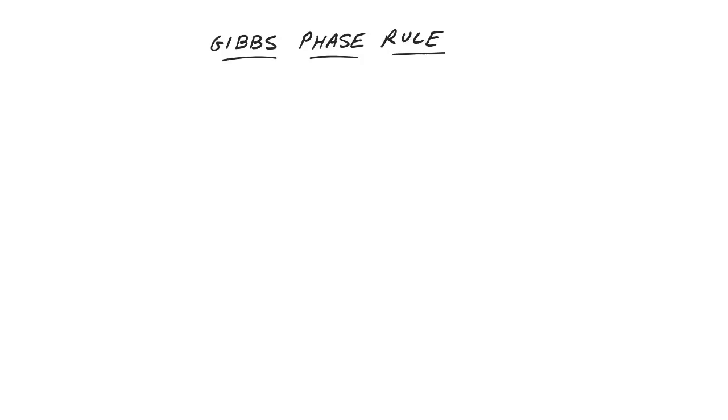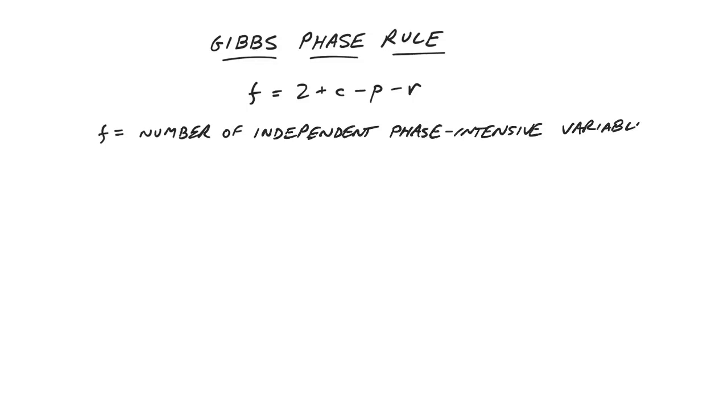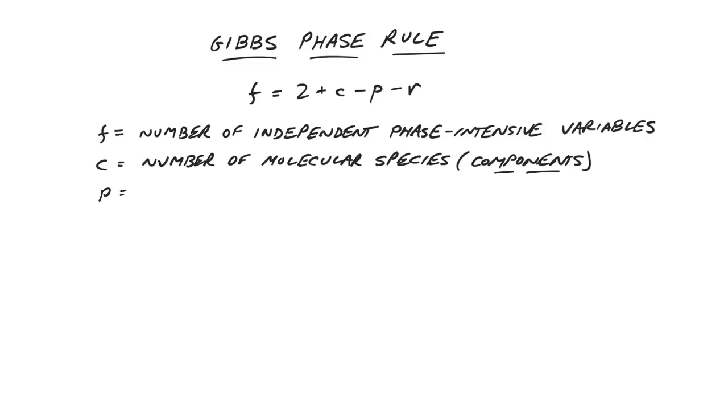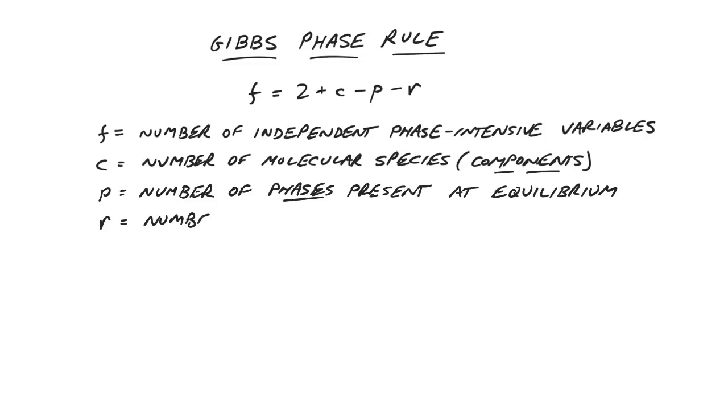If we do, the net result is a statement known as the Gibbs phase rule, which can be expressed mathematically as shown here. In this equation, the degrees of freedom, F, is the number of independent phase-intensive variables that must be specified to define the intensive thermodynamic state of all phases within the system. C is the number of molecular species comprising the system. P is the number of phases present at equilibrium. And R is the number of independent equilibrium reactions.